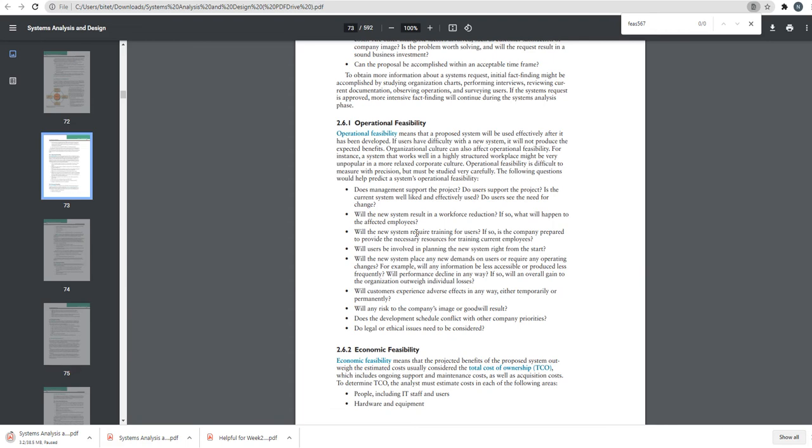Does the management support the project? Does the user support the project? Is the current system well liked and effectively used? Do the users see the need for the change? Whatever the questions that are mentioned, when they are all positively handled, then only the application that is proposed will be positively handled.